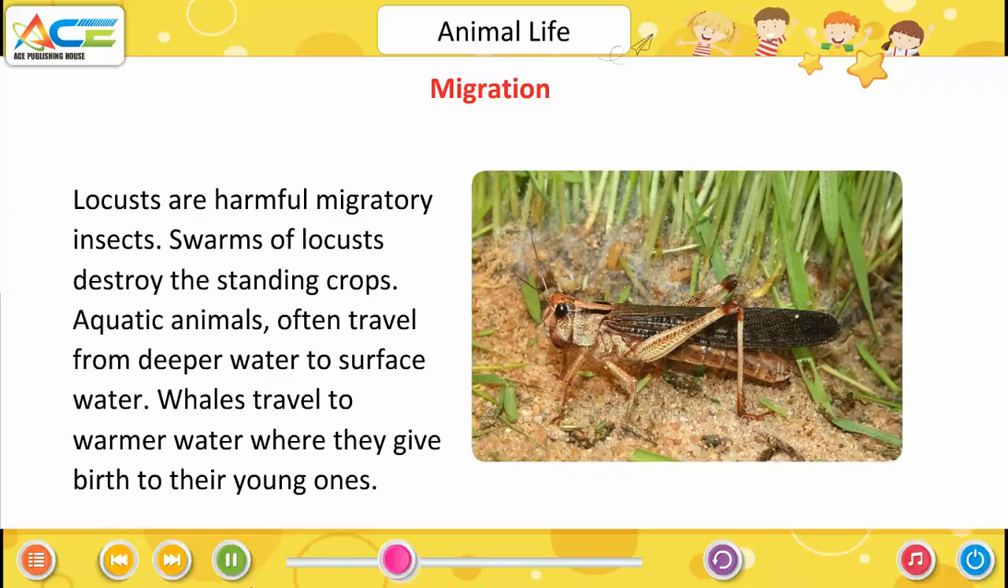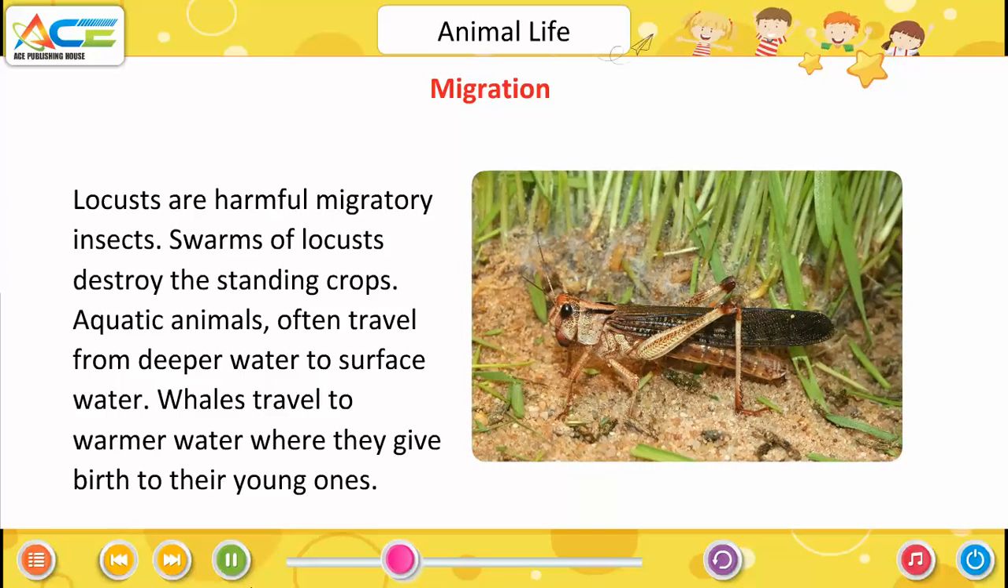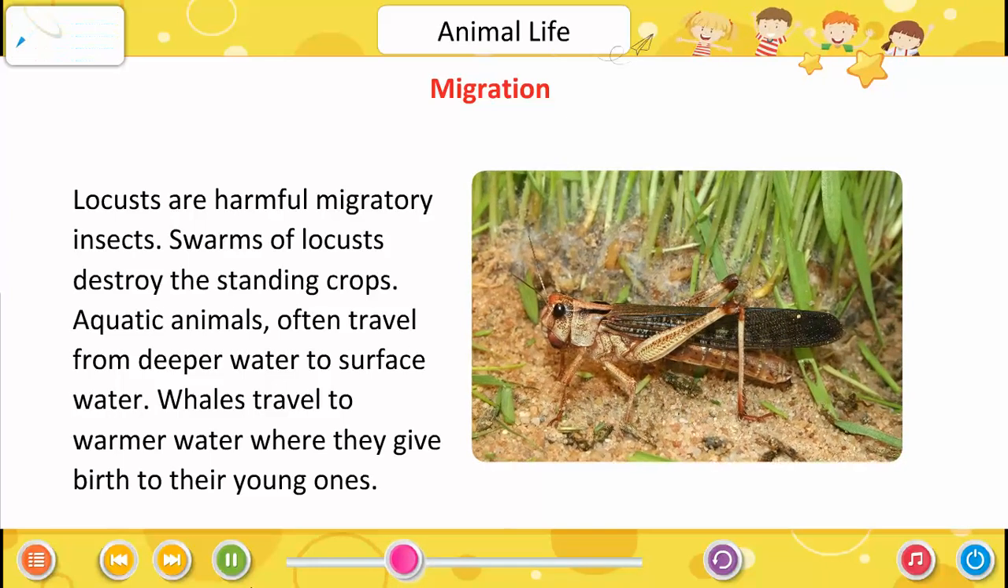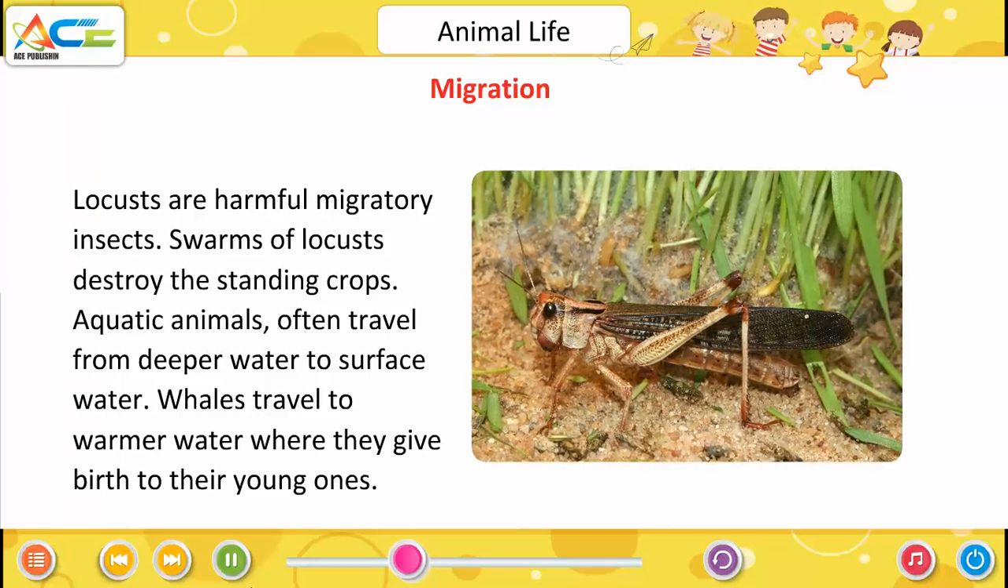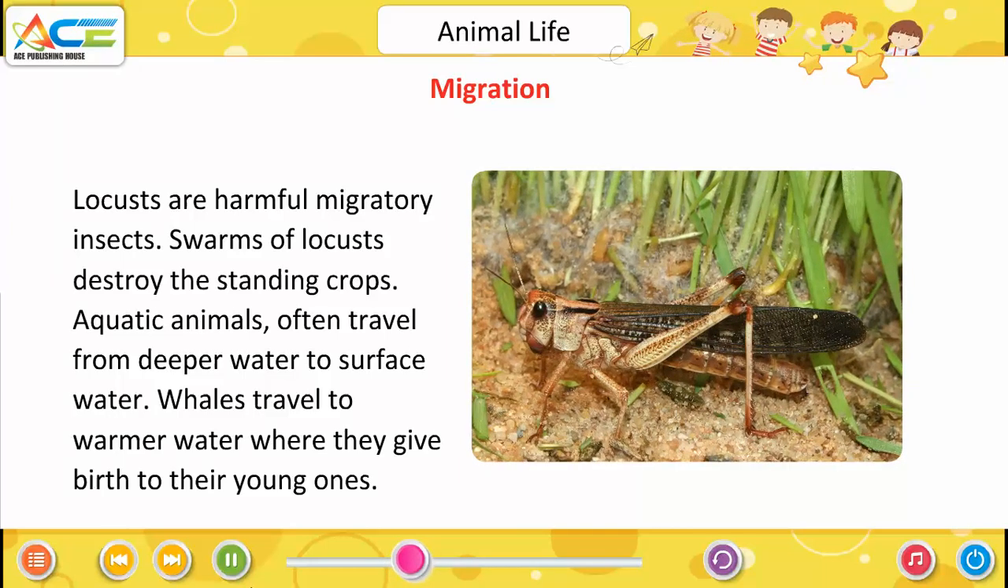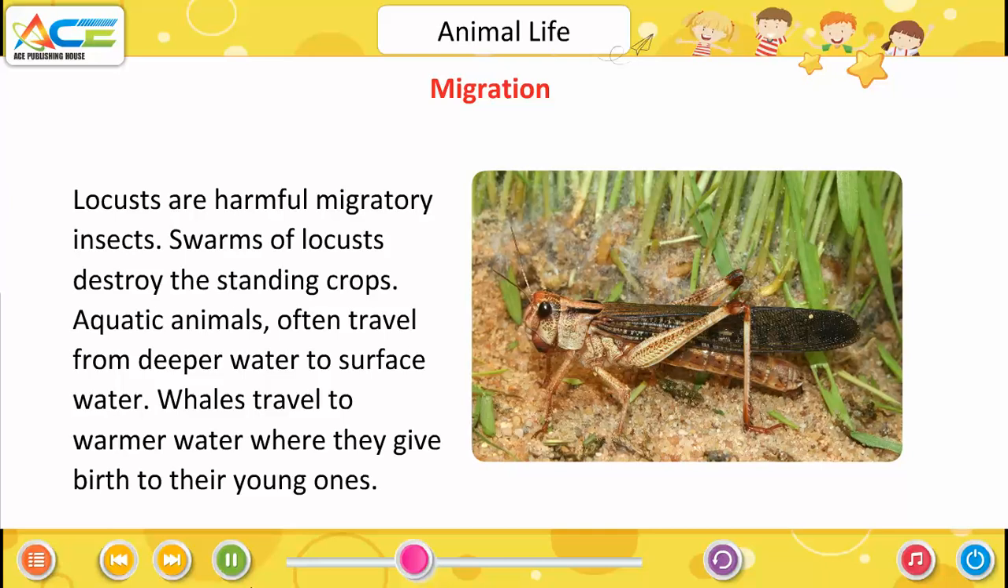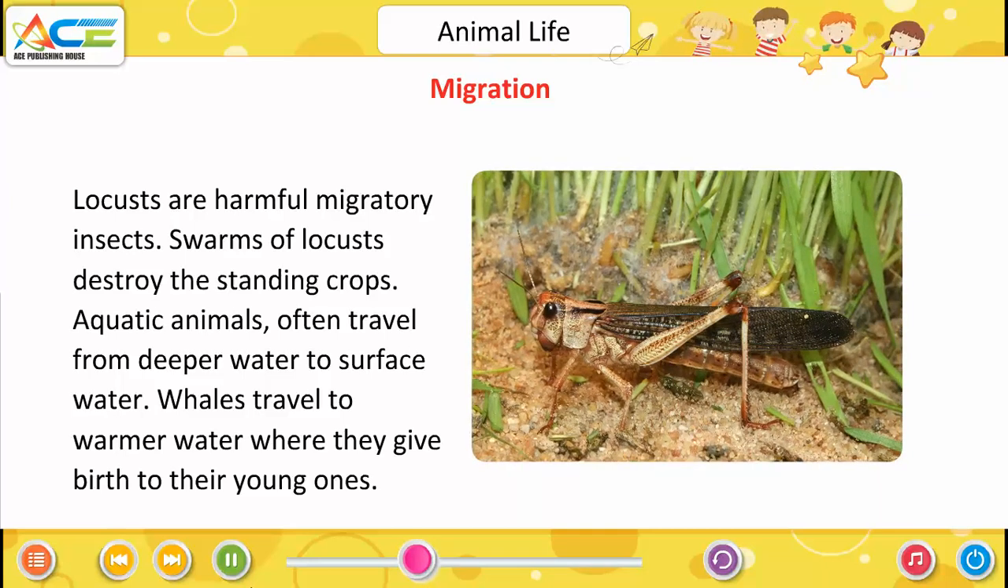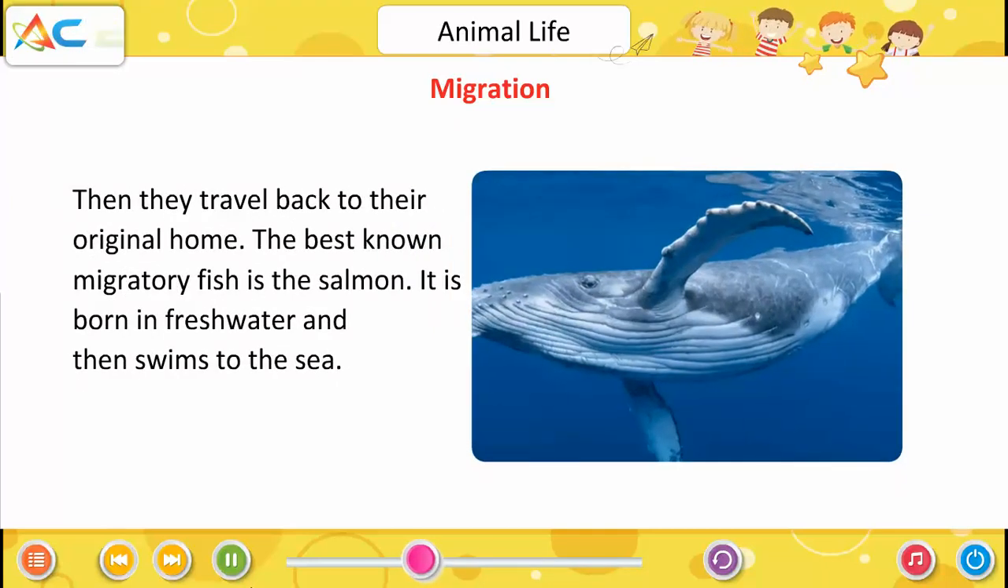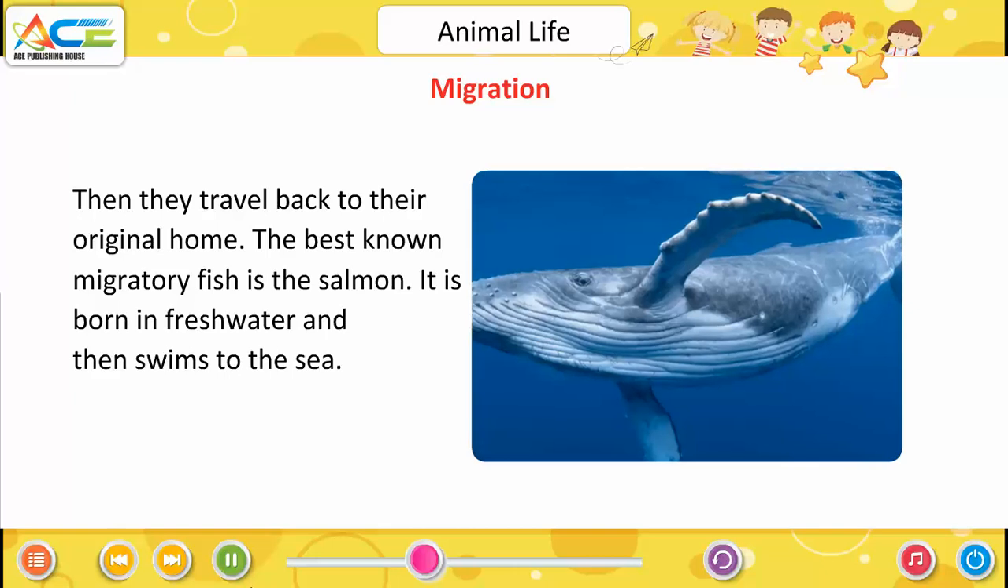Aquatic animals often travel from deeper water to surface water. Whales travel to warmer water where they give birth to their young ones. Then they travel back to their original home.